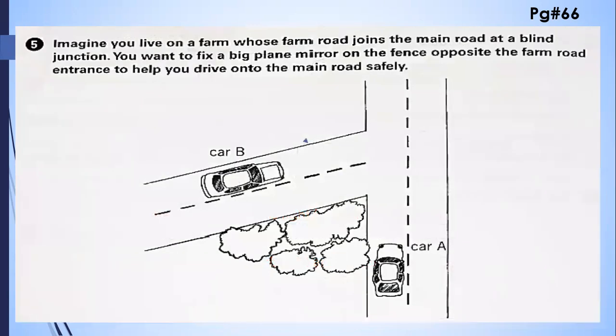Now, dear students, come towards the fifth question. Imagine you live on a farmhouse where the farm road joins the main road at a blind junction. You want to fix a big plain mirror on the fence opposite to the farm road entrance to help you drive onto the main road safely.